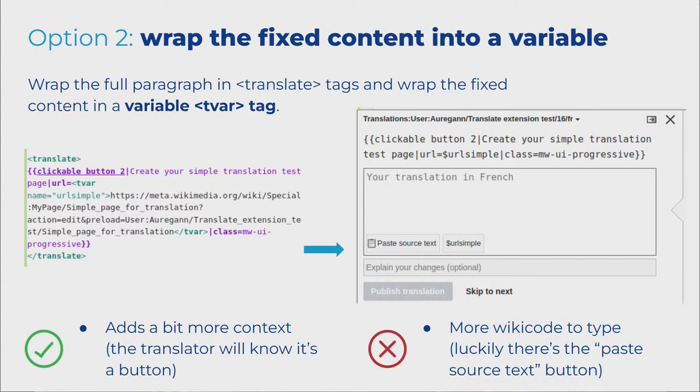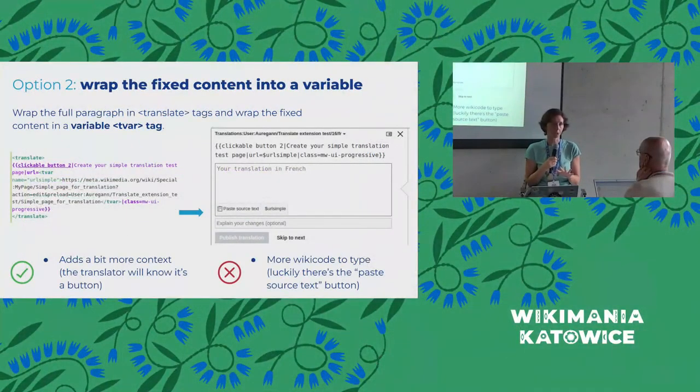So we have another option. The other option is to wrap the fixed content, the content that should not be translated, into a variable. The variable is basically a bit of text that is not going to appear to the translator, but it's going to appear under a variable name. And in that case, I decided that for my button, still the same button, I'm going to show the fact that it's a button to the translator. But one thing that I don't want them to touch is the URL, because if they make a mistake in trying to translate the inside of the URL, I know that it's going to break my button. I don't want that. So I want to hide the URL behind a variable that I'm then going to give to the translator.